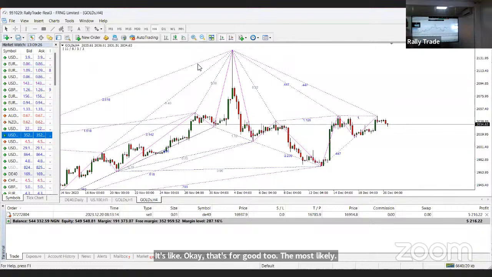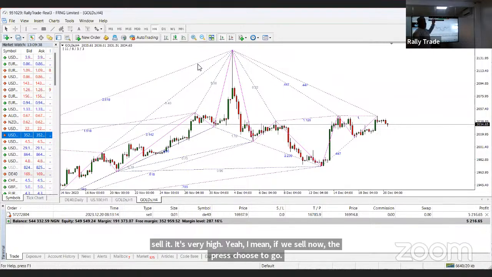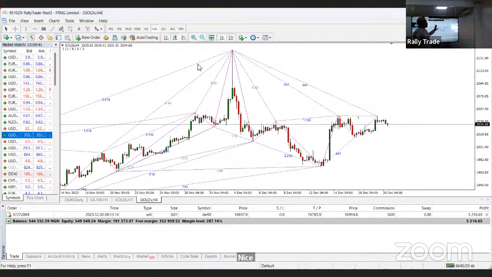But if we sell this gold now, the risk is very high. Do you agree? If we sell now and the price chooses to go up, can you see where the stop loss will be? It's very high. So I think we should just ignore it. We shouldn't use Gartley for this, because Gartley recommends a stop loss above point Z or point X. So we cannot place a sell except we want to use a short stop loss. So for this one, we cannot use Gartley. But maybe we can check another strategy for this one, is that not?